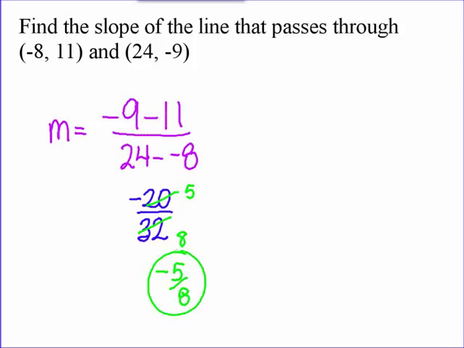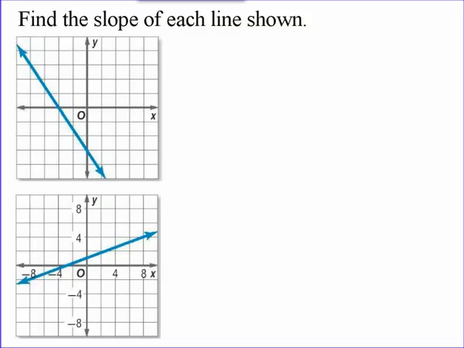What does a negative slope mean? The graph goes down, right. Okay, we've got another example to look at, and this is going to be finding the slope of the line.